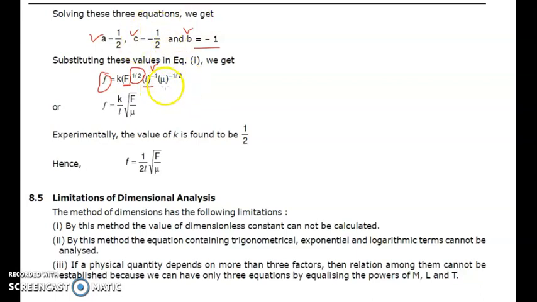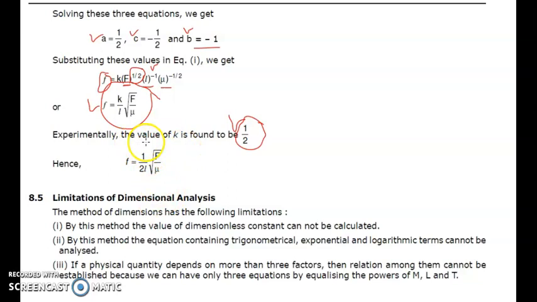And mass per unit length was having the power c, and c has the value minus half, so we will write mu raised to the power minus half, and after simplifying this equation we will get this formula. So in this way we calculate the expression for frequency, which depends upon length, tension and mass per unit length. This extra thing, if it is given to you, then you can put the values for this. If it isn't given to you, then you can leave this part as well.